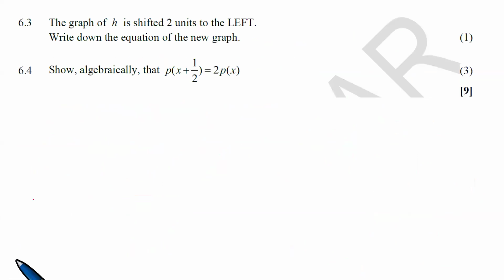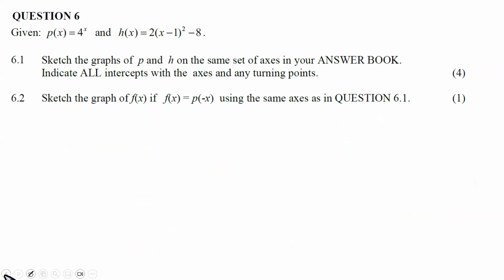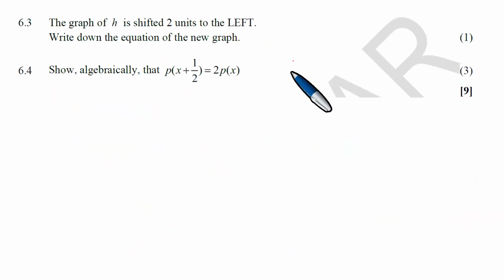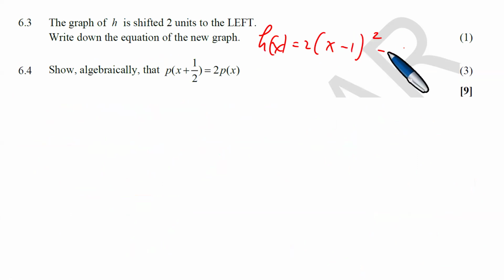Okay, the graph of h is shifted 2 units to the left. Write down the equation of the new graph. So the graph of h, which is 2 times (x minus 1) squared minus 8, is shifted 2 units to the left. Write down the equation. What happens then? How does the graph look there?